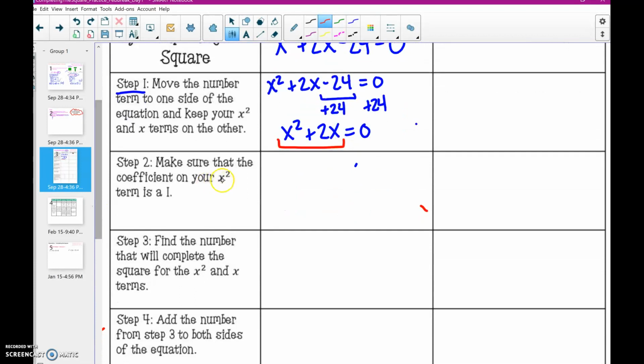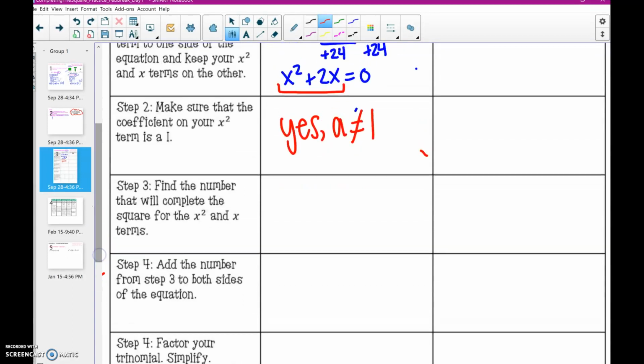Step 2, make sure that the coefficient on your x squared term is a 1. So if I look, the coefficient on my x squared term is a 1. So for this box, I'm just going to put yes, a equals 1. Just a little strategy for yourself to recognize, okay, I know I can complete the square because I have an a value of 1. Step 3, find the number that will complete the square for the x squared and x terms. Perfect. We've done this a ton already.